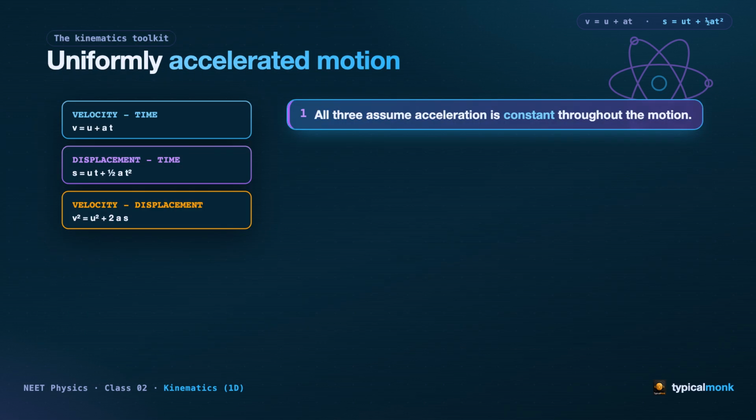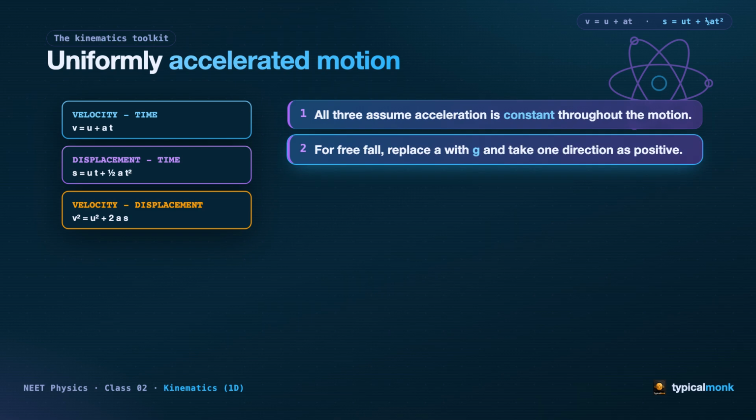Let us make these equations permanent, because NEET tests them again and again. First, hold this in your mind. All 3 equations assume the acceleration is constant throughout the motion. If the acceleration changes partway, these equations simply do not apply. Second, for a body in free fall, you replace a with g and choose one direction as positive. If down is positive, g is positive. If up is positive, g is negative. Fix it once and keep it.